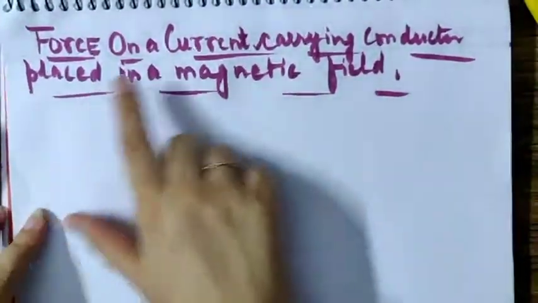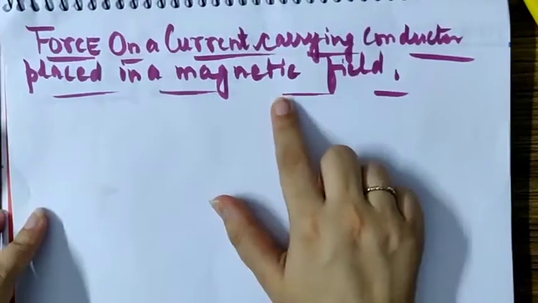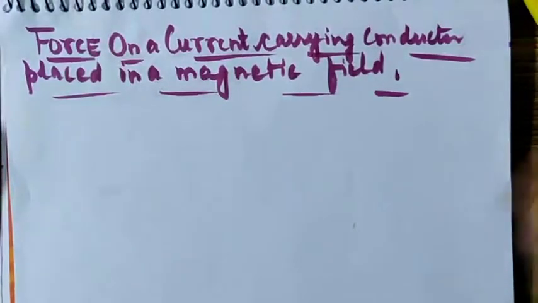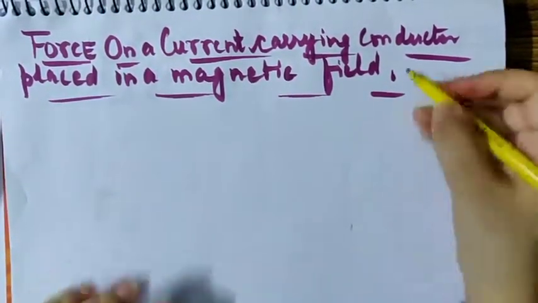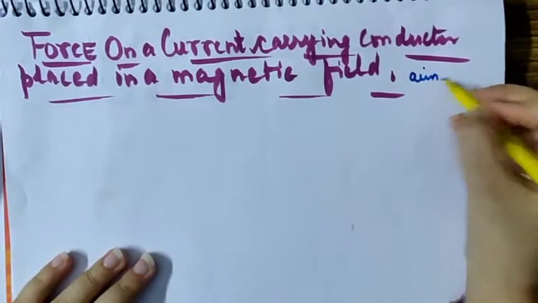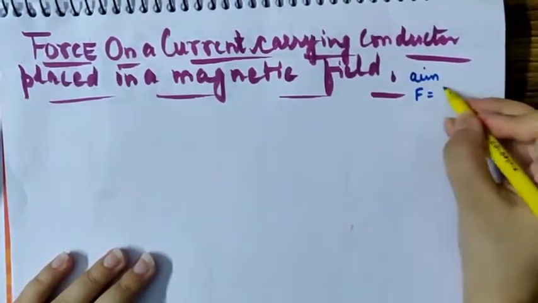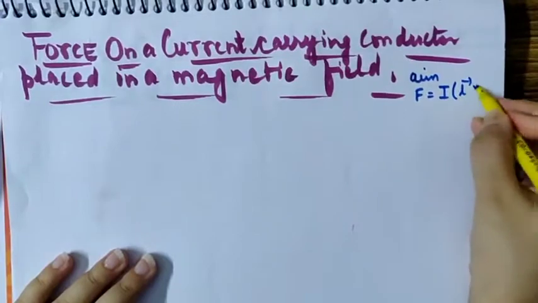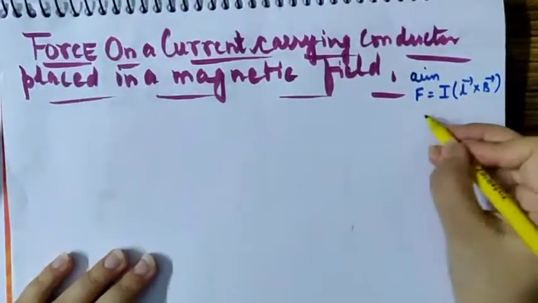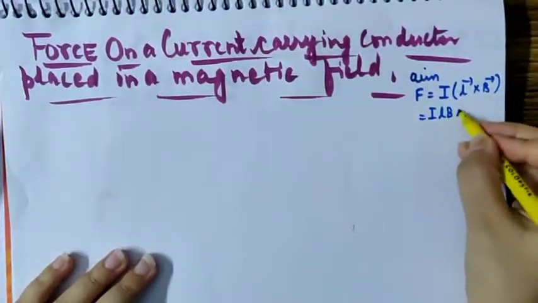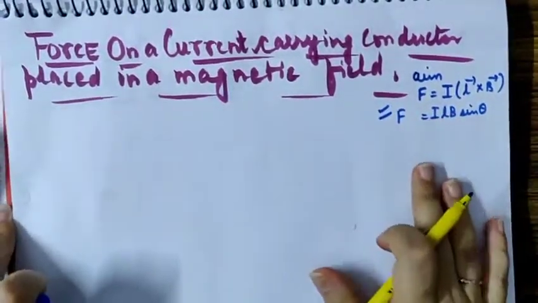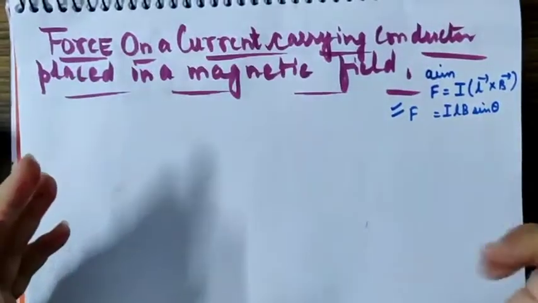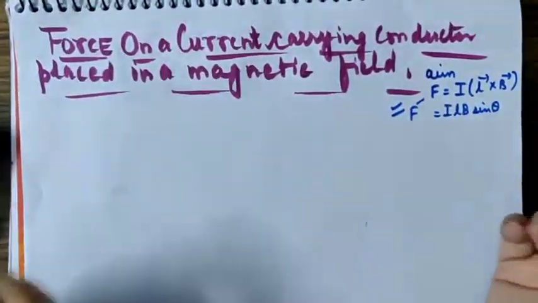Now in continuation, moving to another topic that is important as a 3-mark topic for your exams: force on a current carrying conductor which is placed in a magnetic field. So first of all, children, you must aim to find out the equation, aim to find out the force. It will be I L cross B, or it will be equal to I L B sine theta. So finding out this force is our aim. Now I'll be explaining how this force will be calculated.